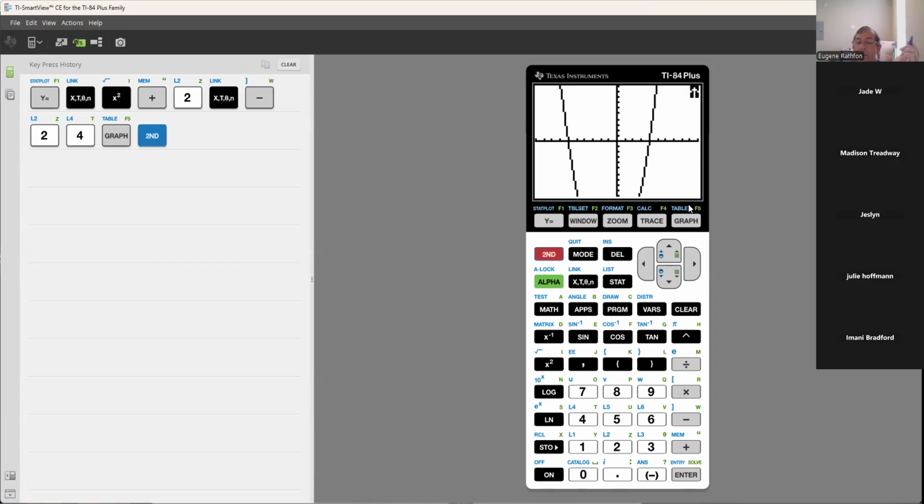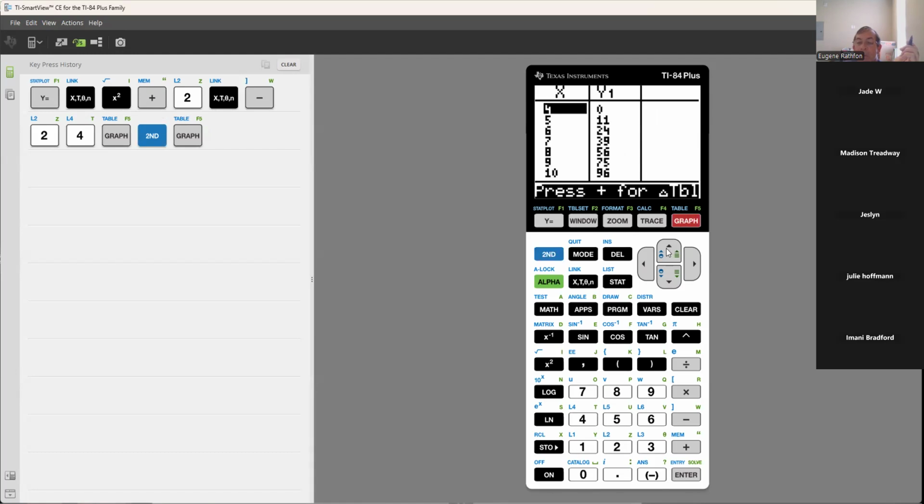And watch this, if I look at the table, and let me go up to, there's 4 zeros, so that's definitely one solution. And then let me go down where I had negative 6. So at negative 6, it gives me a y value of 0. So that means negative 6 and 4 are the solutions to this equation, okay?